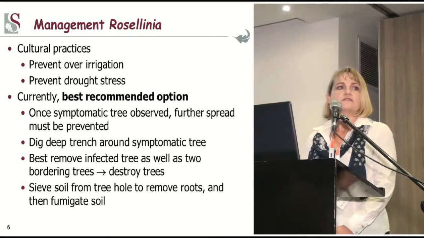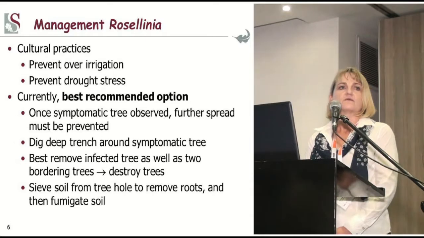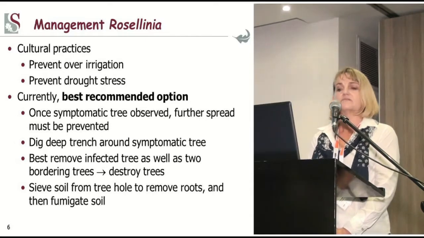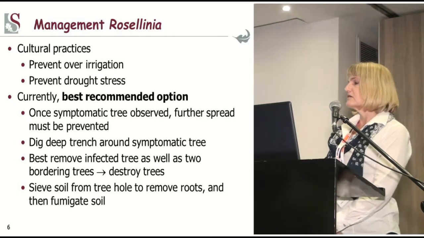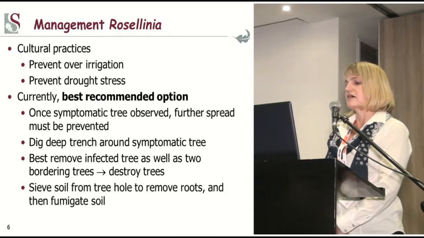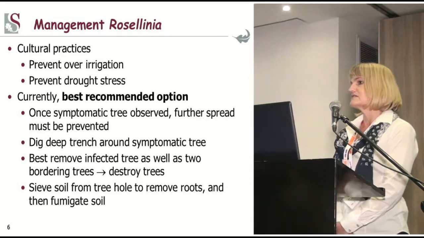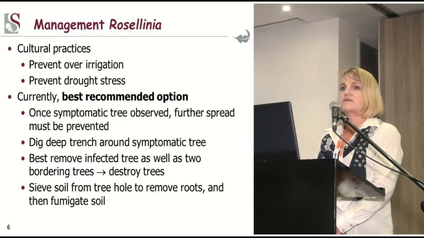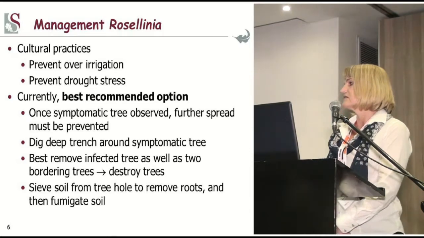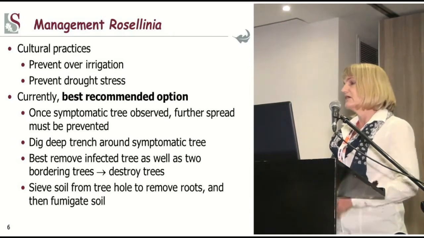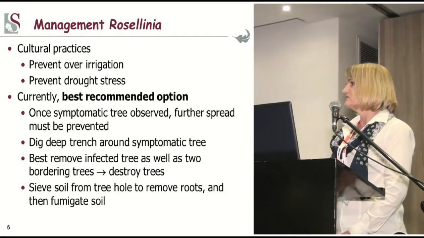However, once you have a disease or an orchard where the trees are starting to show symptoms, those cultural practices will not control your disease, and you have to start removing trees. This is unfortunately the best option currently. So you need to remove the tree that is showing symptoms, as well as 2 trees on the side of each of your symptomatic tree.